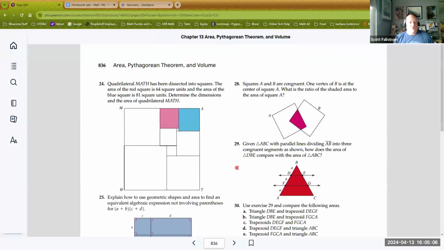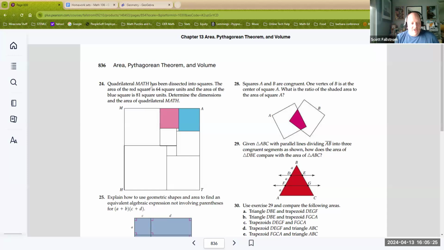22 to 24. Oh, 24. Oh, this is one of my favorite problems. So this problem, first off, gives you a quadrilateral, and it is dissected into perfect squares. So every shape inside of here is a perfect square. Now, why is that so cool?